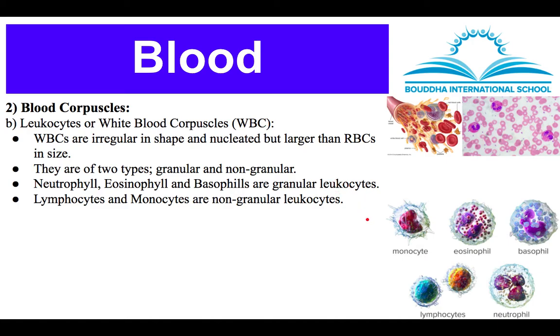Whereas we have the remaining two, monocytes and lymphocytes, which are non-granular. Why? Because they don't have any granules inside. So they are examples of non-granular leukocytes, and they are involved with killing the germs.